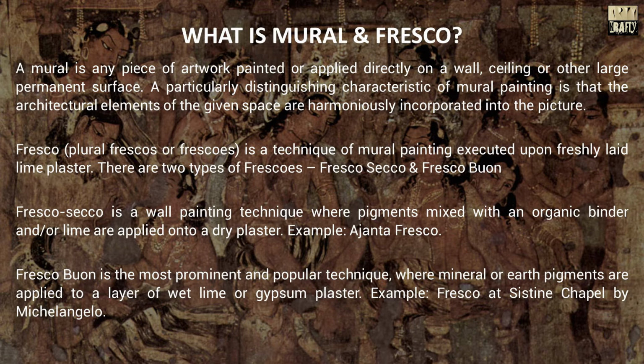There are two types of frescoes: fresco secco and fresco buono. Fresco secco is a wall painting technique where pigments mixed with an organic binder or lime are applied onto dry plaster. Example: Ajanta fresco. Fresco buono is the most prominent and popular technique where mineral or earth pigments are applied to a layer of wet lime or gypsum plaster. Example: fresco at Sistine Chapel by Michelangelo.